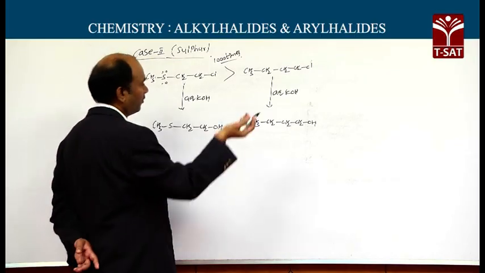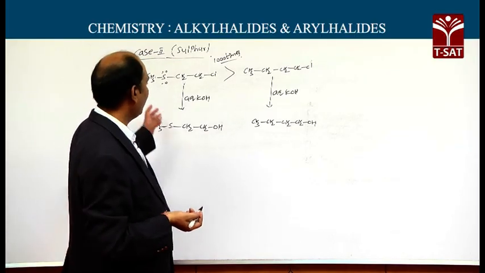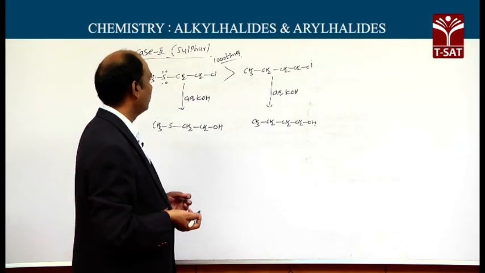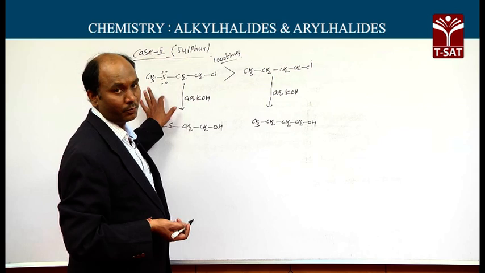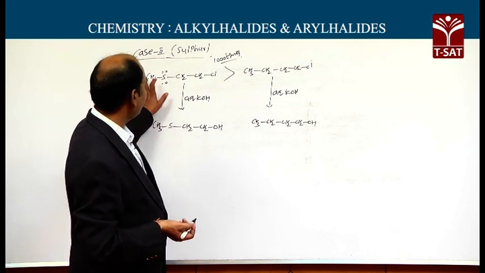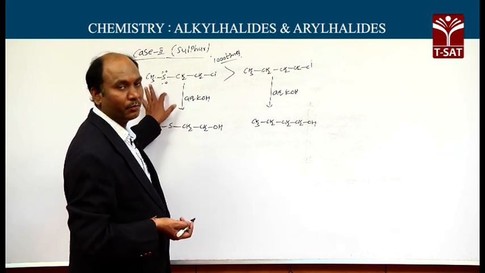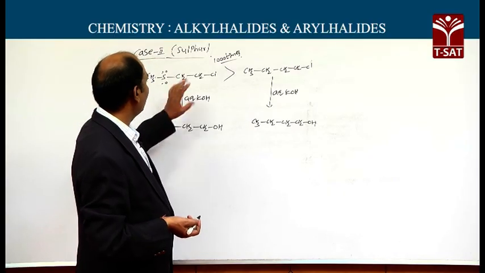Both are similar compounds, but one undergoes the reaction very fast, whereas the other undergoes it very slowly. So why does it undergo very fast? This is due to neighboring group participation. Due to the lone pair on sulfur, it undergoes very fast.